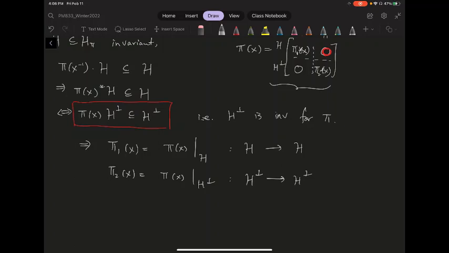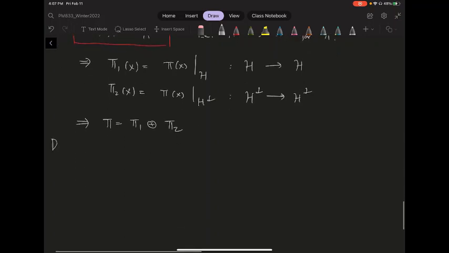And because the two off-diagonal entries are 0, pi1 and pi2 have to be unitary on their corresponding spaces. So pi is essentially just pi1 direct sum pi2. In other words, whenever you have an invariant subspace, you automatically can decompose it into two smaller parts. It's automatically a direct sum of two sub-representations.